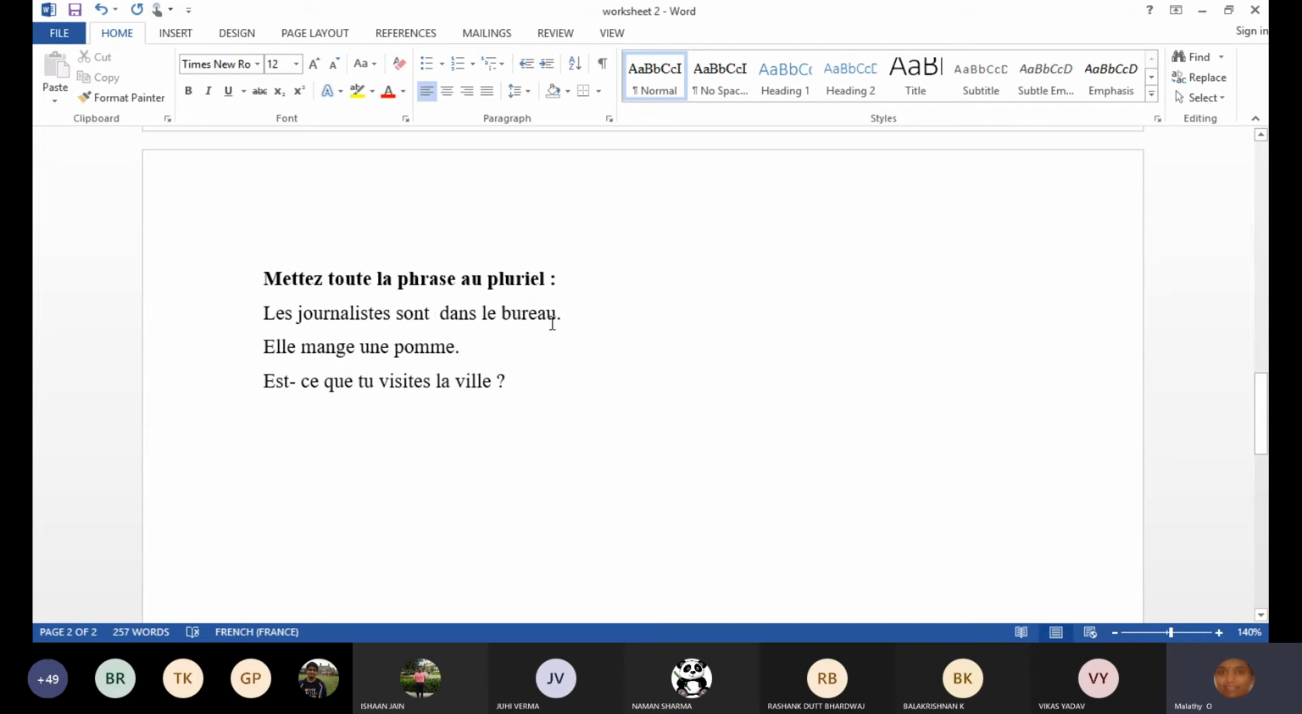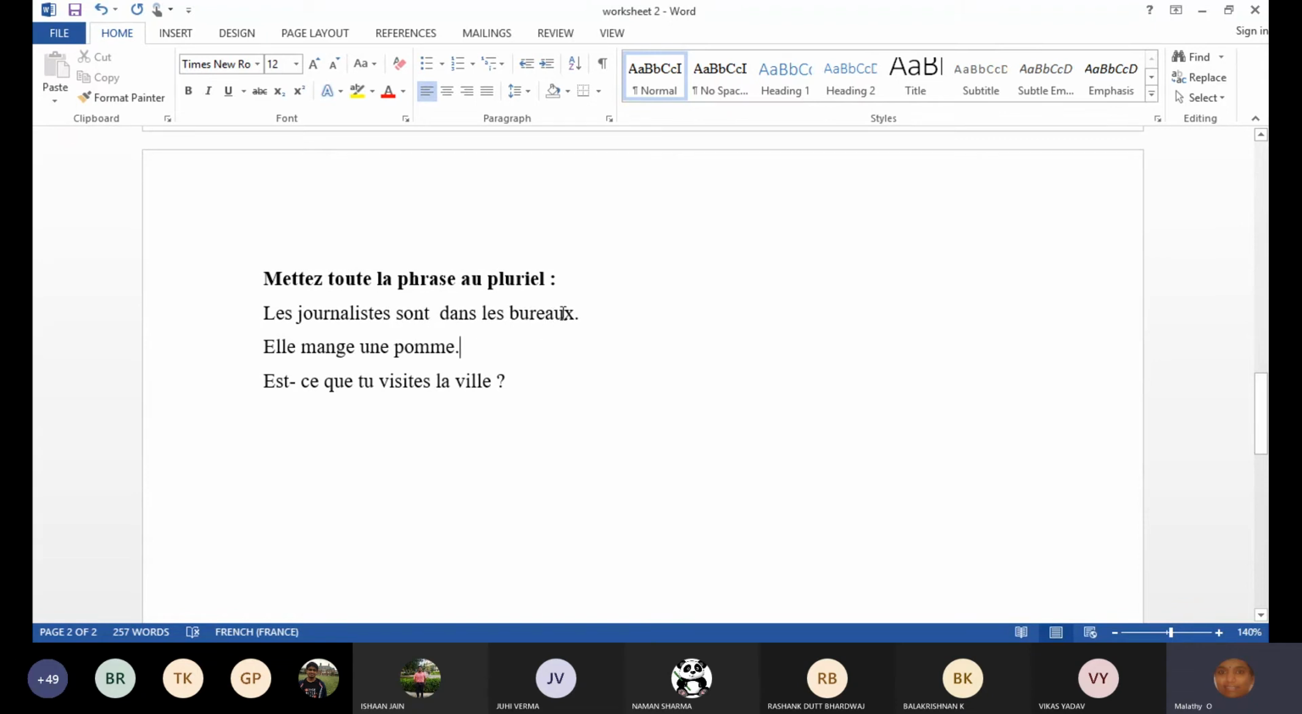Okay, let me change this also into plural and show you how to change it. So, les journalistes sont dans, and what is the plural of le? It is les, right? It's articles. And the plural of bureau would be... Did you notice the change? Plural words are all ending with S and the verb forms are different.